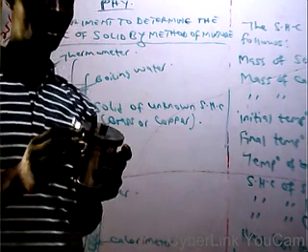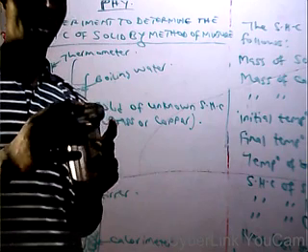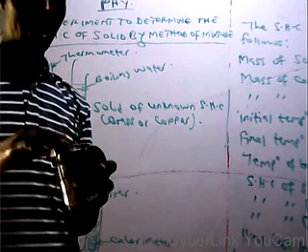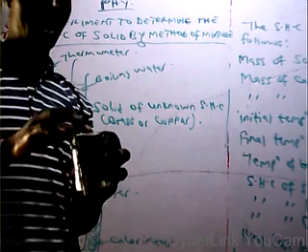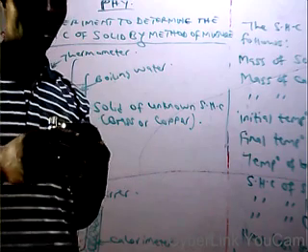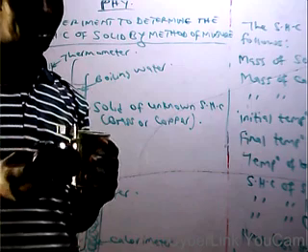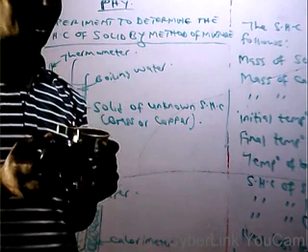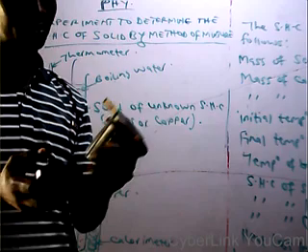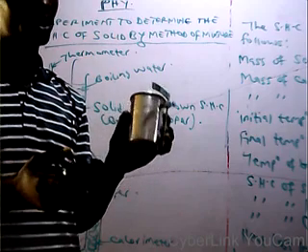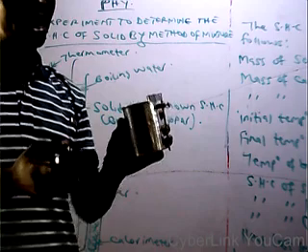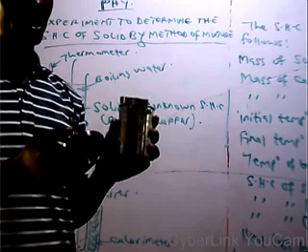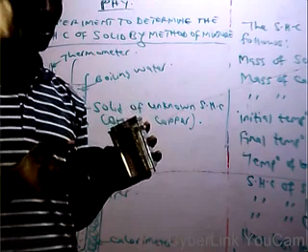This is a typical example of a calorimeter used in the laboratory. A calorimeter is an apparatus used in experiments that involve the exchange of heat between two bodies that are at different temperature levels. I repeat, a calorimeter is an apparatus or device used in experiments that involve the exchange of heat between two bodies at different temperature levels.